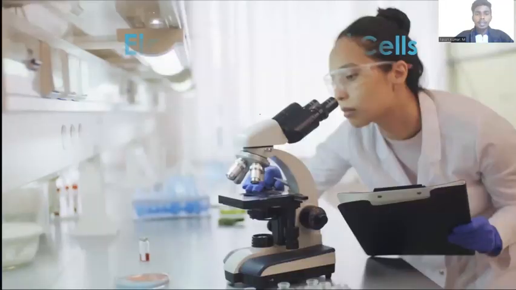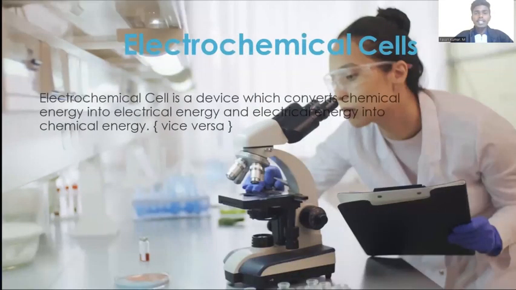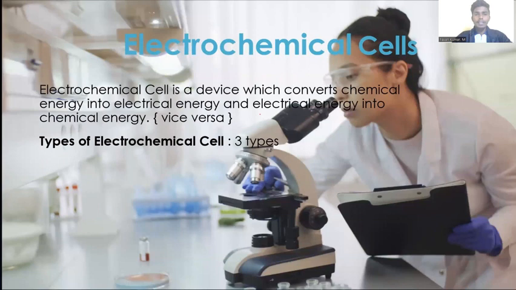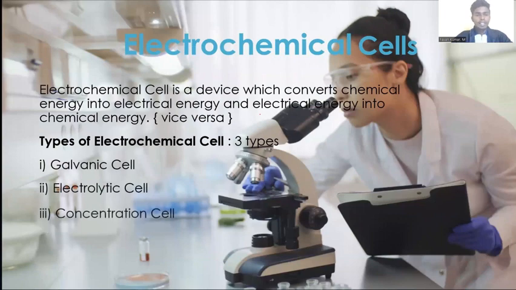So what is an electrochemical cell? An electrochemical cell is a device which converts chemical energy into electrical energy and electrical energy into chemical energy. It's vice versa, right? So what are the types of electrochemical cells? There are three main types. They are galvanic cell, electrolytic cell, and concentration cell.